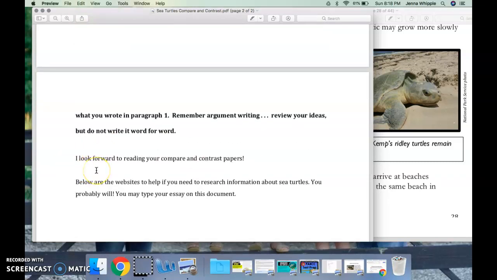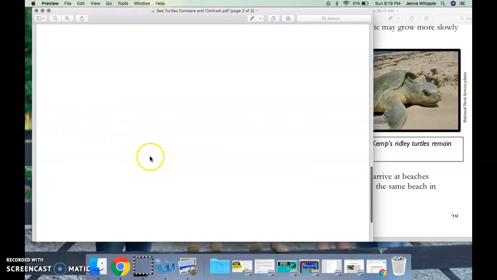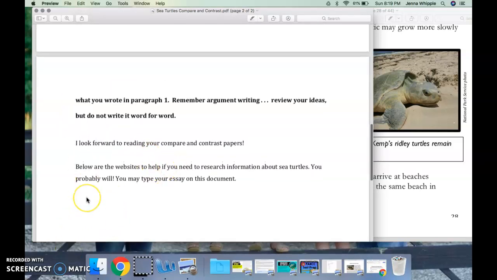I do look forward to reading your compare and contrast papers. This is something we didn't get to in language arts, and we would have, so I look forward to reading them. I don't have them listed right now, but I will put all of those websites from the Get to Know You activity on this document so you have easy resources to use. Remember, don't copy word for word. That's plagiarizing. You want to work on paraphrasing, putting the information into your own words.